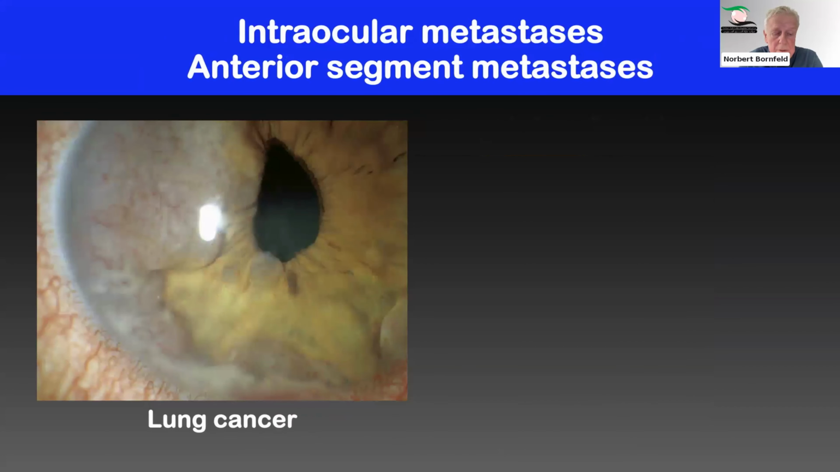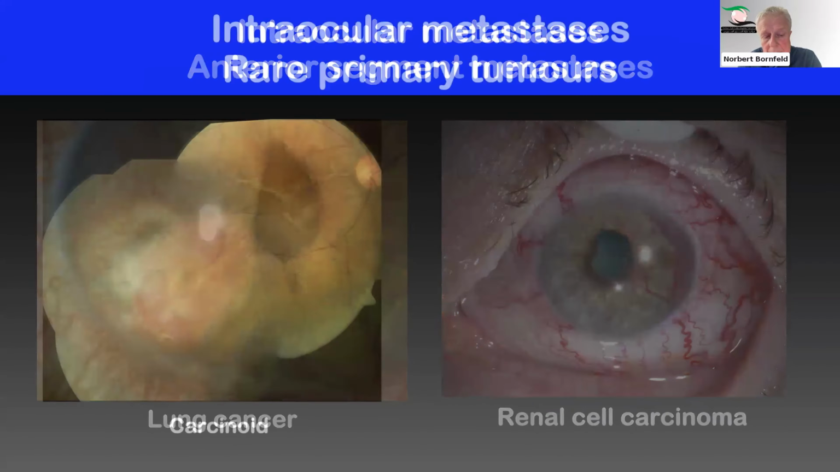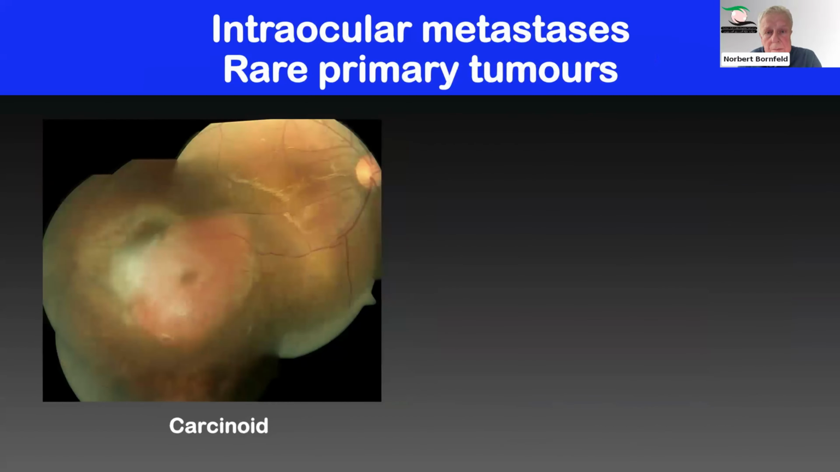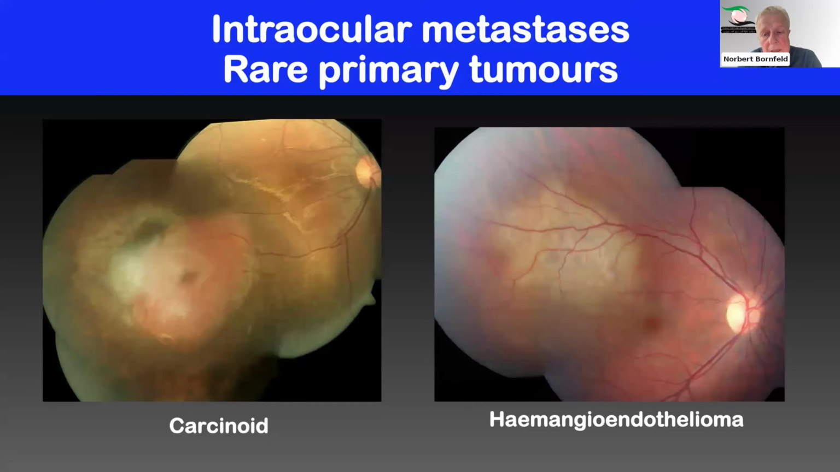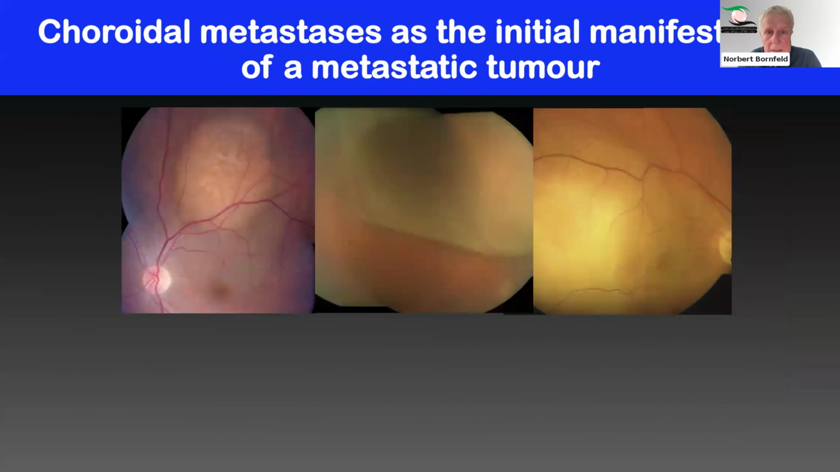Metastasis may occur in the anterior segment, in patients having anterior segment metastases because of lung cancer or renal cell carcinoma. There is a patient who has a metastasis to the choroid because of a carcinoid. You have seen the patient earlier in the talk. And there is a patient with a very rare metastasis to the choroid because of a hemangioendothelioma. So just everything may metastasize.